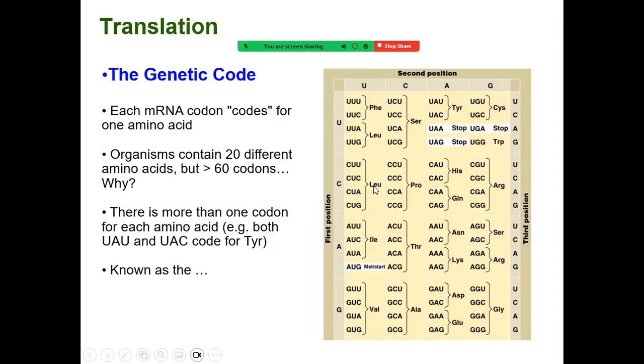So that means there are more than one codon for many of the amino acids. And this is known as degeneracy of the genetic code, where more than one codon can code for the same amino acid. Any questions about any of that?